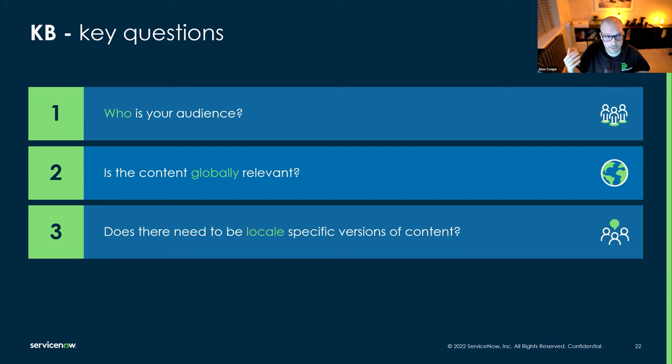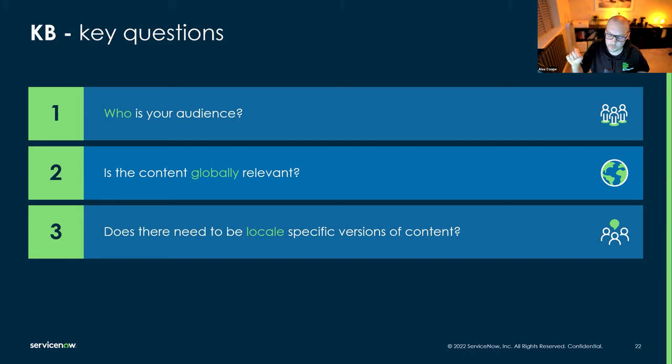So I always try and rationalize it as, who's the audience? And I'll explain why in a minute. Is that content going to be globally relevant? And does there need to be any locale-specific versions of that content? So let's play out a scenario. If I've got a knowledge base that has content that may need to be translated, but it has content that is for everybody, it's basically the same content, whatever that is. It could be 100 articles, could be 10 articles, could be 1,000 articles, doesn't matter. And it might need to be in one language or 100 languages. It doesn't matter. If the content is exactly the same and everyone should have access to it, I'd build one knowledge base for that scenario.